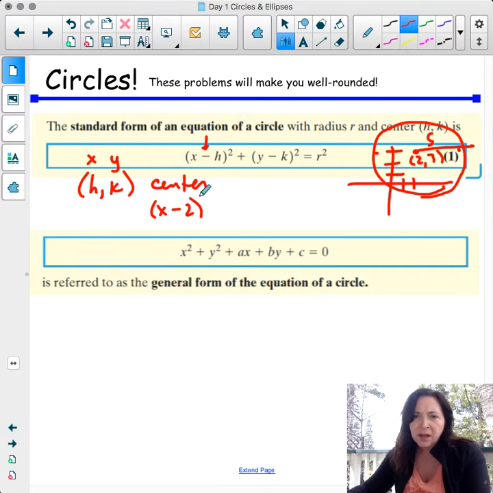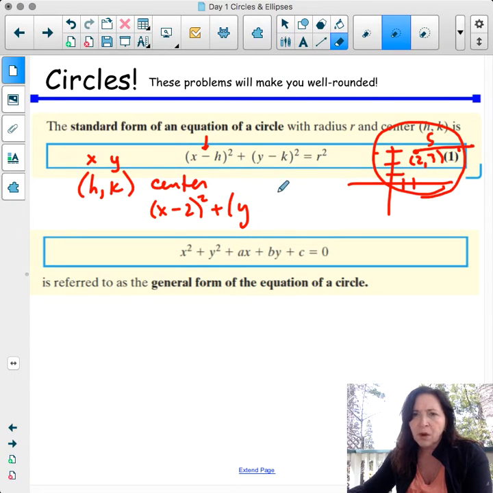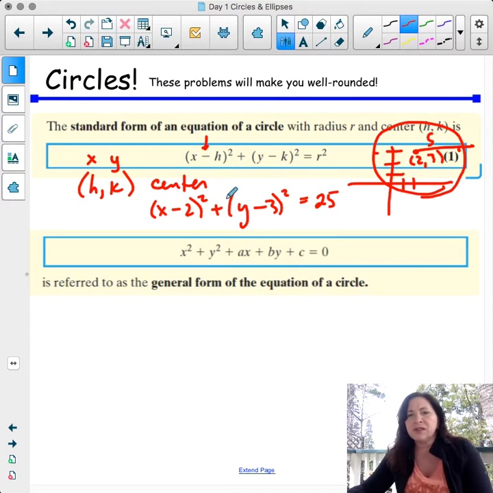plus y minus k, which in this case is 3, quantity squared, is equal to my radius 5 squared, so that'd be 25. So this right here is the standard form for the equation of a circle. Notice that the 25 is on the right-hand side here.